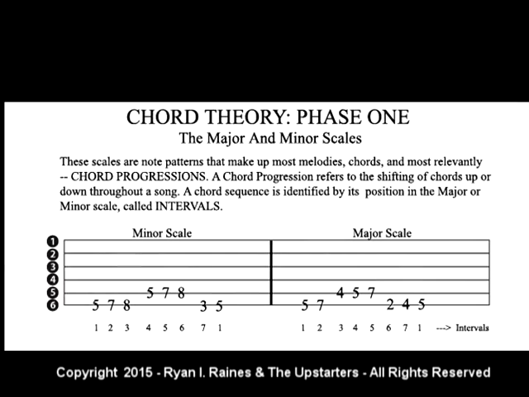Each note in the key is counted: 1, 2, 3, 4, 5, 6, 7, back to 1. The term for that is intervals. The counting of each note in the scale is called intervals.